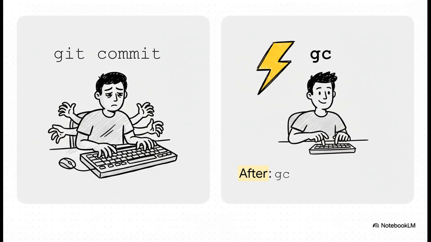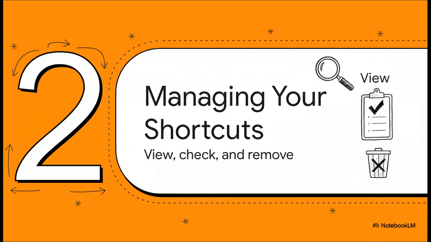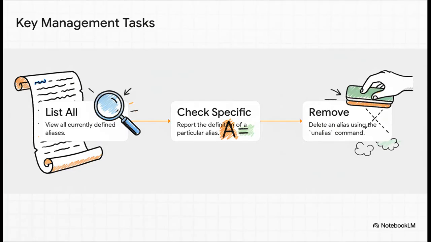It's a game changer. Okay, so once you start creating these things, you're going to have a few aliases floating around, and you'll need a way to manage them. So let's take a look at how to view, check on, and even get rid of the shortcuts you've created. We're going to tackle 3 key tasks here. First, how do you see a complete list of all the aliases that are currently active? Second, how do you double-check what just one specific alias does? And finally, of course, how do you delete one you don't need anymore?